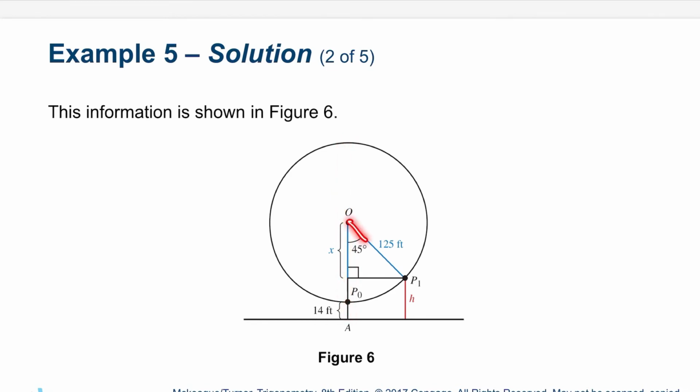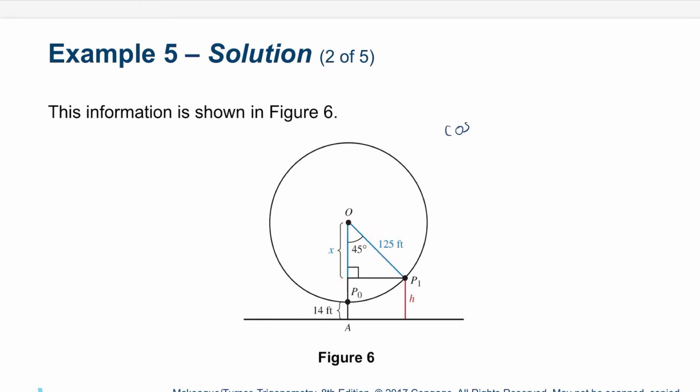We know that the radius is 125, so that's the hypotenuse. This is the angle 45 that they told us. So what we need to do here is find h. In order to find h, we first need to find x. And once we find x, we'll be able to find this little segment by subtracting x from 125, the radius. That will leave us with this little piece that we need. So let's find x by using cosine, adjacent over hypotenuse.